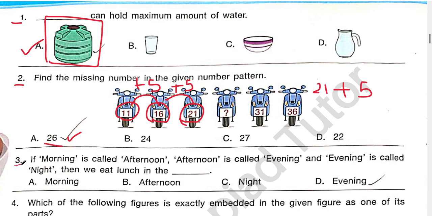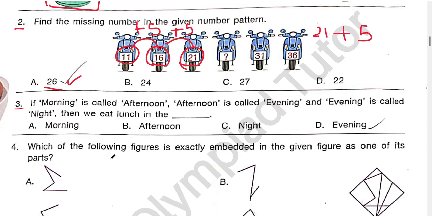Okay, the next question is if morning is called afternoon, afternoon is called evening, evening is called night, then we eat lunch in the, now since we eat lunch in the afternoon, but afternoon is called evening, so we have to select evening, which is here in option D.